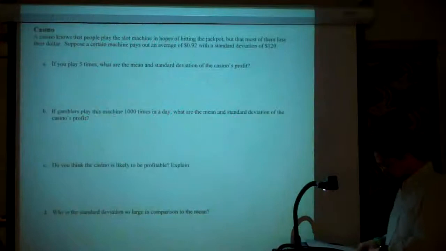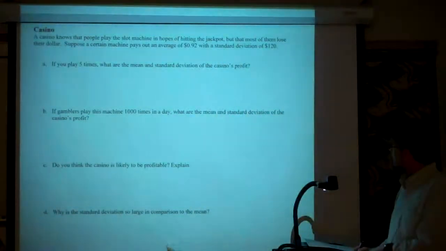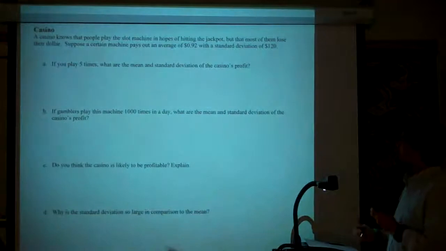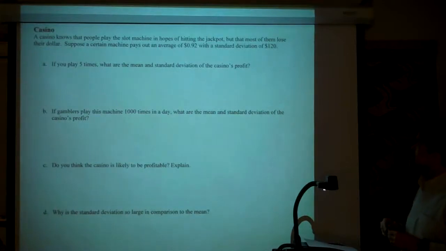A casino knows that people play the slot machine in hopes of hitting the jackpot, but that most of them lose their dollar. Suppose a certain machine pays out an average of 92 cents with a standard deviation of $120. So, if you play 5 times, what are the mean and standard deviation of the casino's profit?